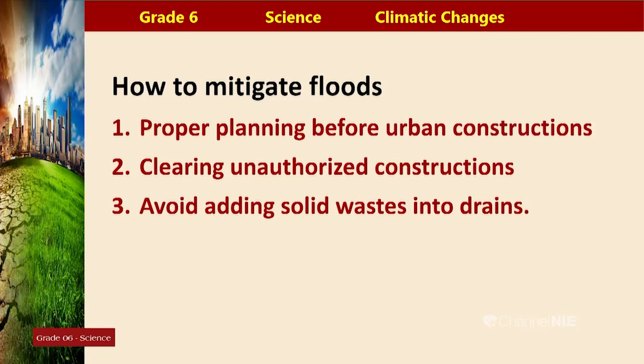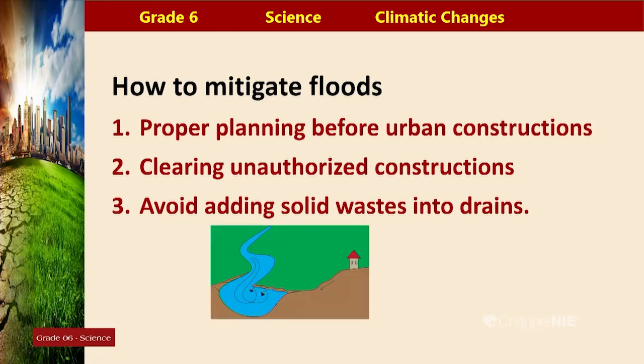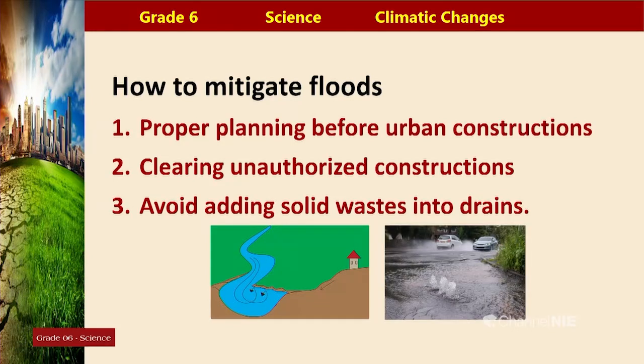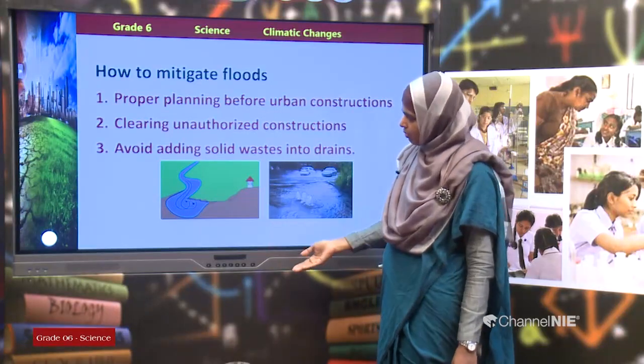And also avoid adding solid wastes into drains. In most of the town areas, children, the drains are covered and would overflow like this because they are covered with solid waste. So, people add solid waste into the drains, and the floods in the town areas are due to this overflow of drains. And also this picture shows a cross section of a river.